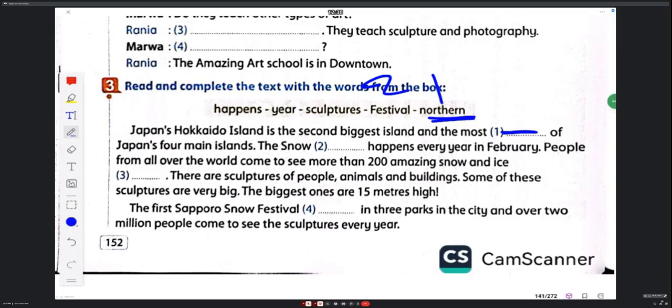Number three, snow and ice sculptures. The sculptures of people, animals, and buildings. Some of these sculptures are very big. The biggest one is 15 meters high. The name of the festival, Sapporo Snow Festival.